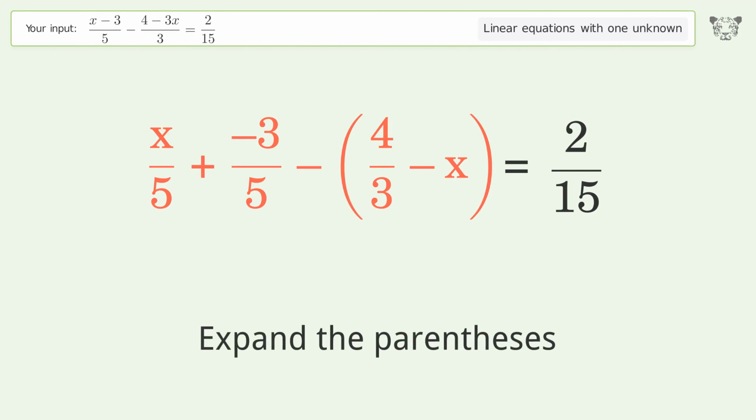Combine the fractions. Combine the numerators. Group all constants on the right side of the equation. Add 29/15 to both sides. Combine the fractions. Combine the numerators.